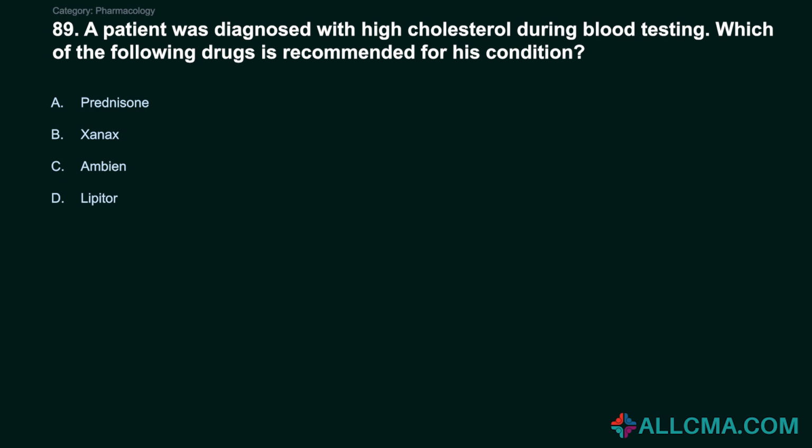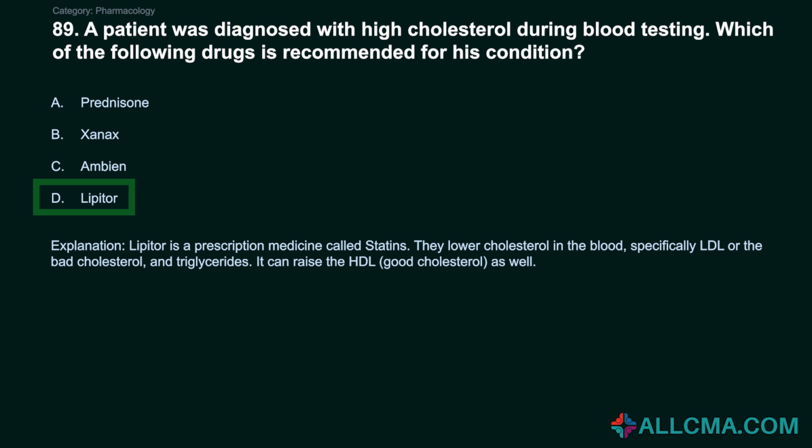89. A patient was diagnosed with high cholesterol during blood testing. Which of the following drugs is recommended for his condition? A. Prednisone. B. Xanax. C. Ambien. D. Lipitor. Correct answer, D. Lipitor. Lipitor is a prescription medicine called statins. They lower cholesterol in the blood, specifically LDL or the bad cholesterol, and triglycerides. It can raise the HDL, good cholesterol, as well.